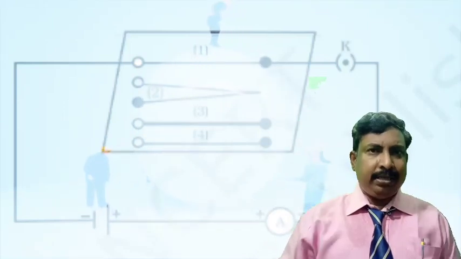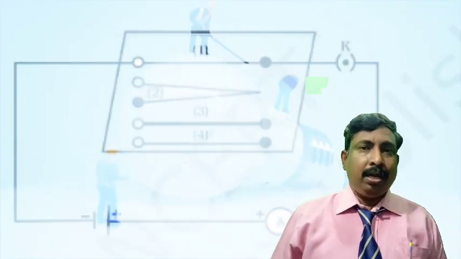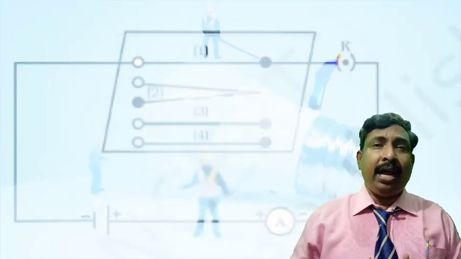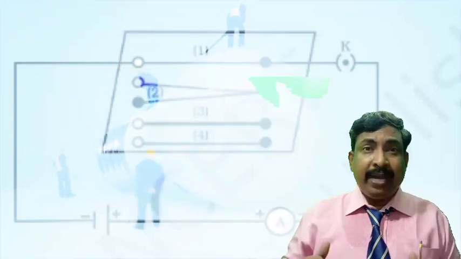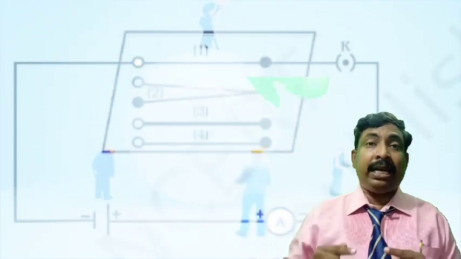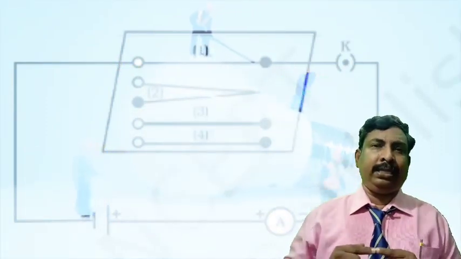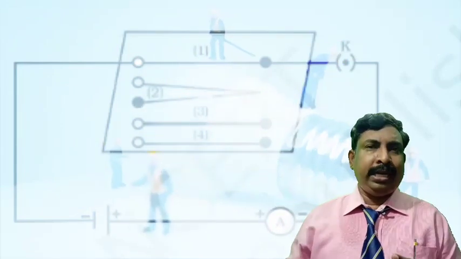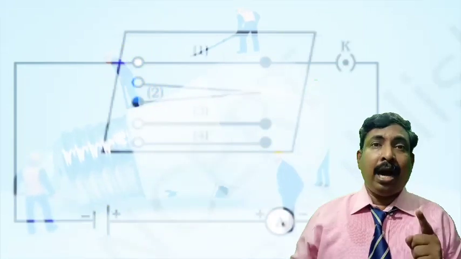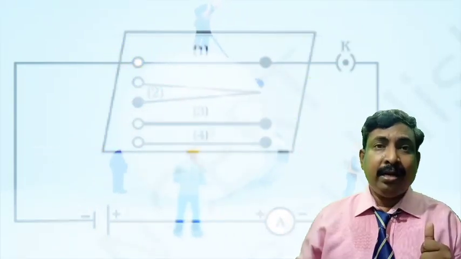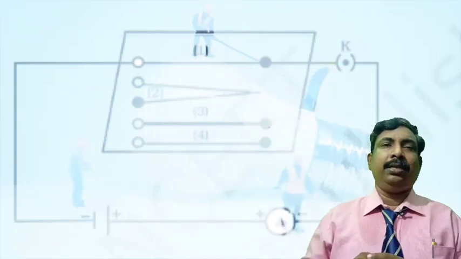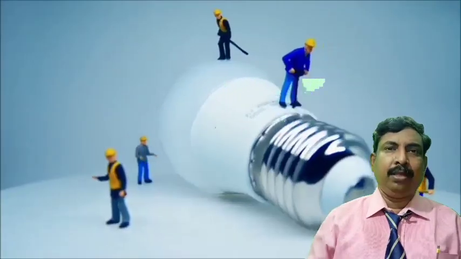Now observe the table given in the question. Those which have a high specific resistance value are the insulators. They don't allow the current. Those which are very good conductors have a low specific resistance value. You can observe the table and you will find that silver and copper are the best conductors because they have very low specific resistance.